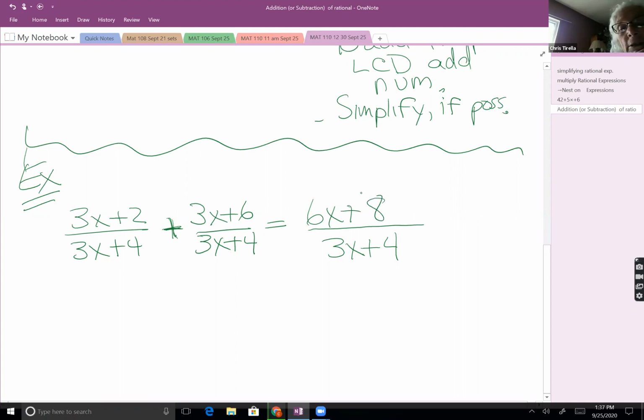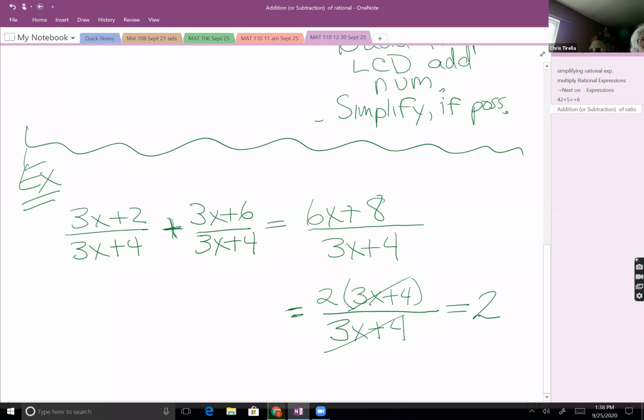And it looks like this might simplify, but remember, in order to reduce, in order to simplify, we can only divide out factors. So we have to factor first. 6x plus 8 has a common factor of 2. When I divide it out, I have 3x plus 4. Now I can cancel that common factor. My final answer is 2. If they already have a common denominator and we're adding, is everybody all right? Yep.